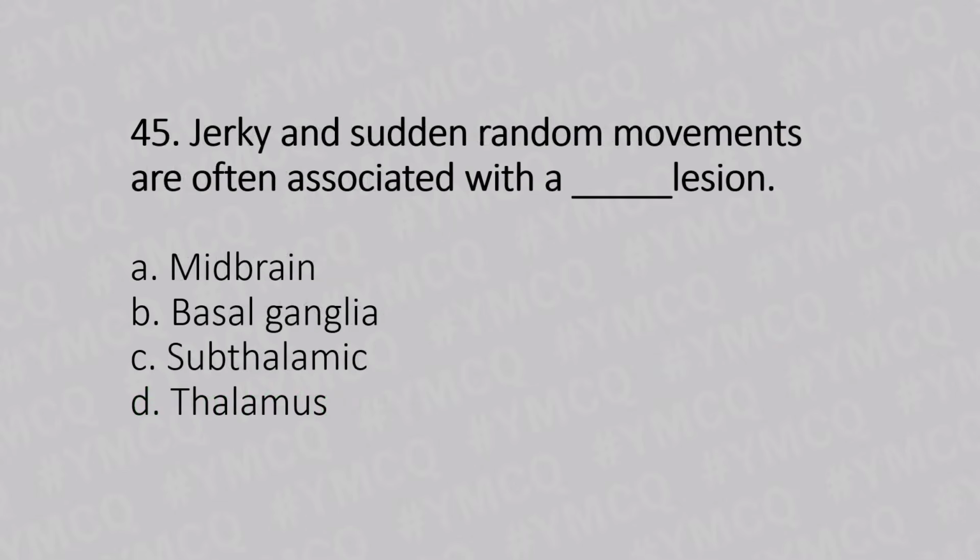Moving to our 45th question. Jerky and sudden random movements are often associated with dash lesion. Option A, midbrain. Option B, basal ganglia. Option C, subthalamic. Option D, thalamus. And the answer is option B, basal ganglia.